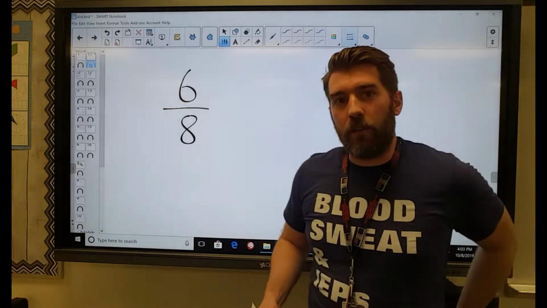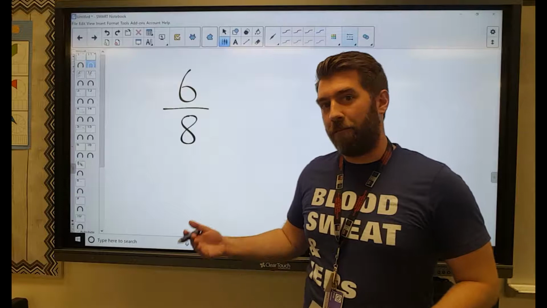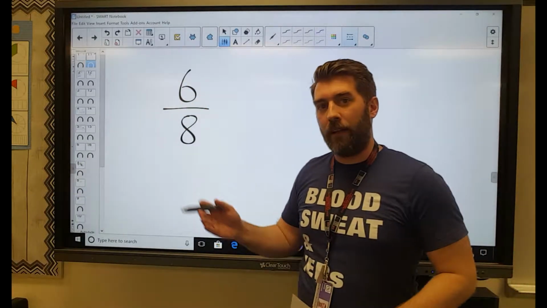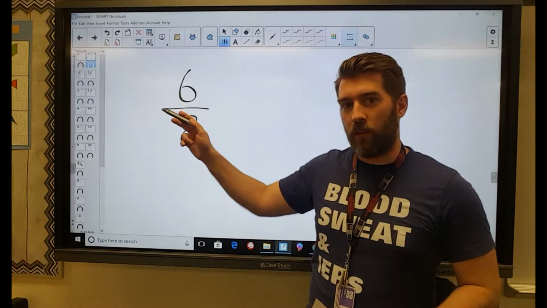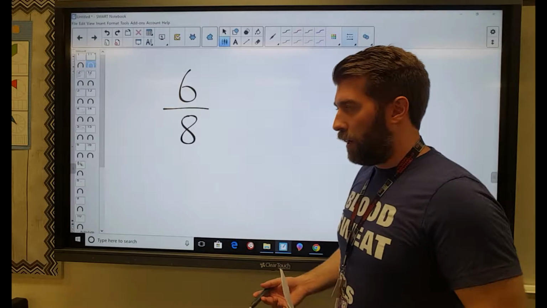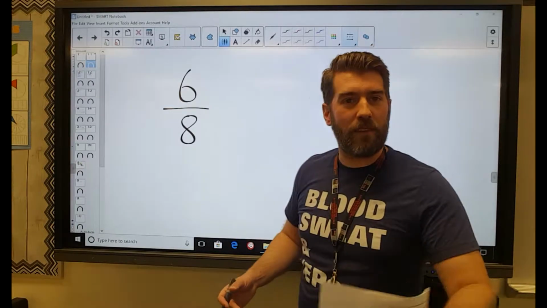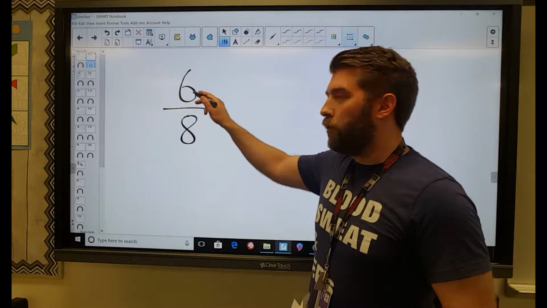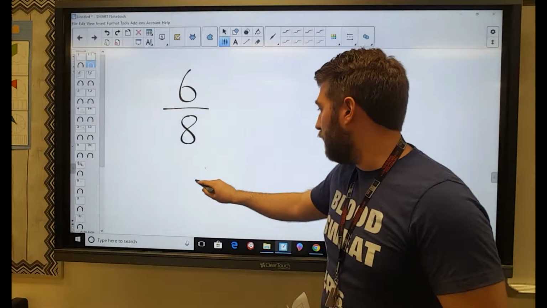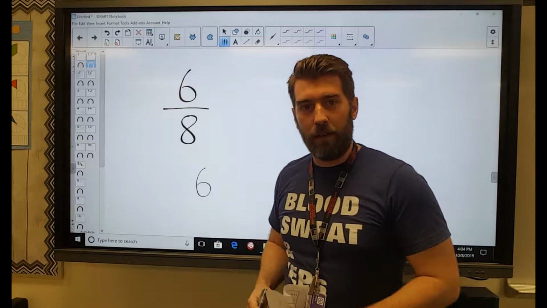So the first thing we're going to do is find the factors of 6. The factors are the numbers that fit inside of 6 without a remainder. It fits in there evenly. Now there's a couple shortcuts here, a couple hints really. The first one is your numerator will always be a factor. So I'm going to go ahead and write down 6 right here.